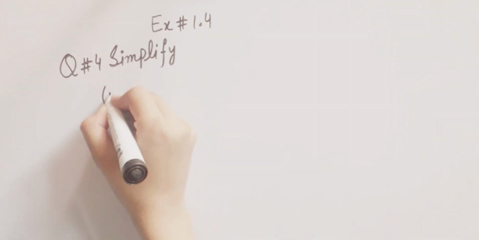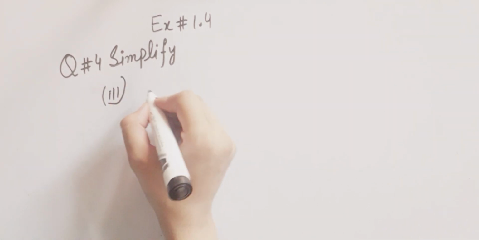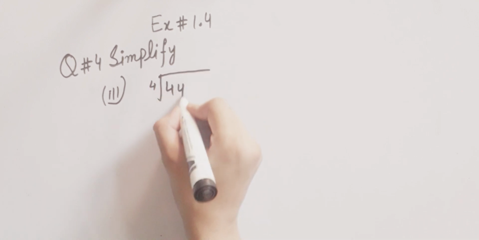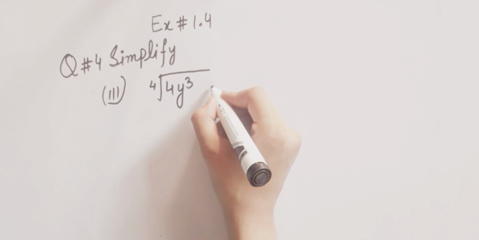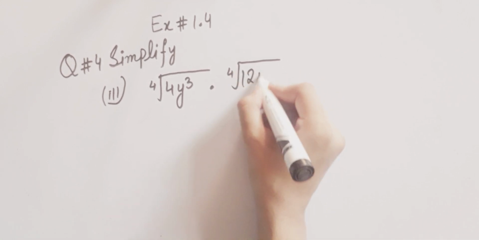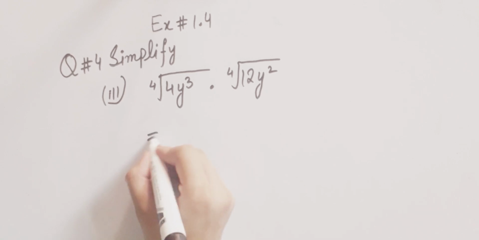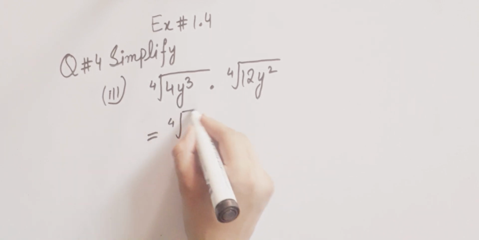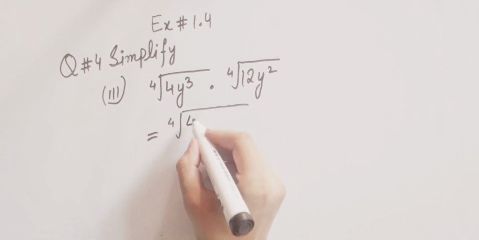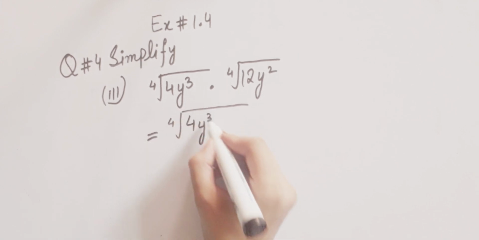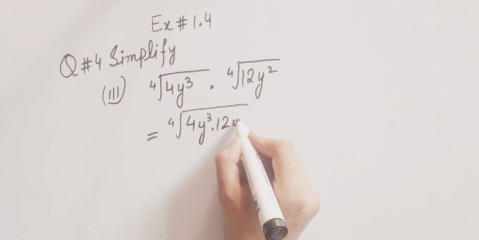Now the part number 3 is 4 into square root of 4y cube, multiplied by the square root of 12y square. We can write this as a single radical as 4 into the square root of 4 multiplied by y power 3 multiplied by 12 y power 2.